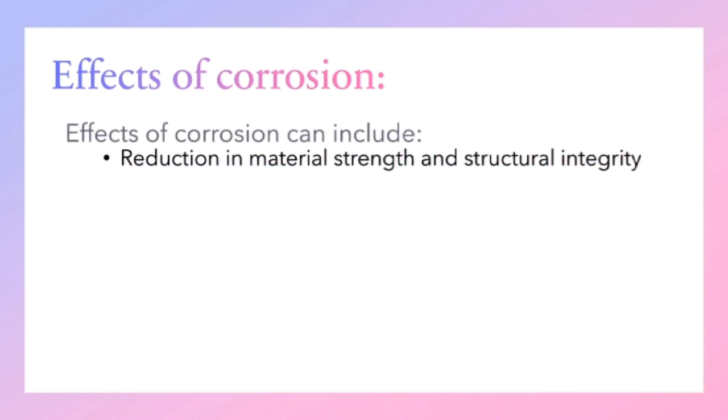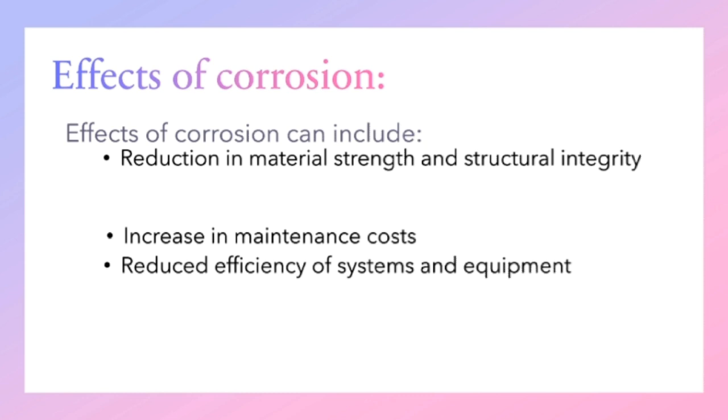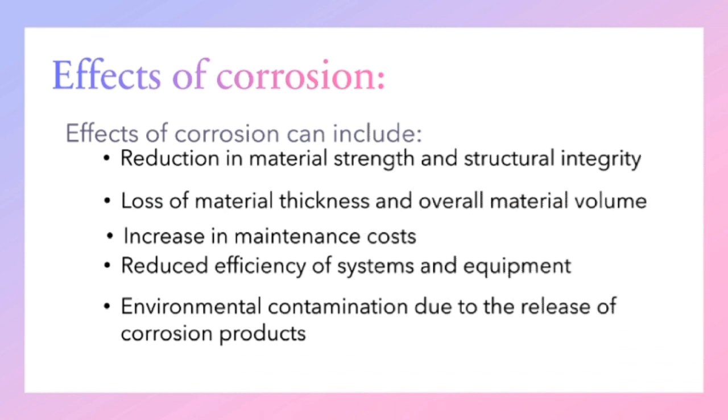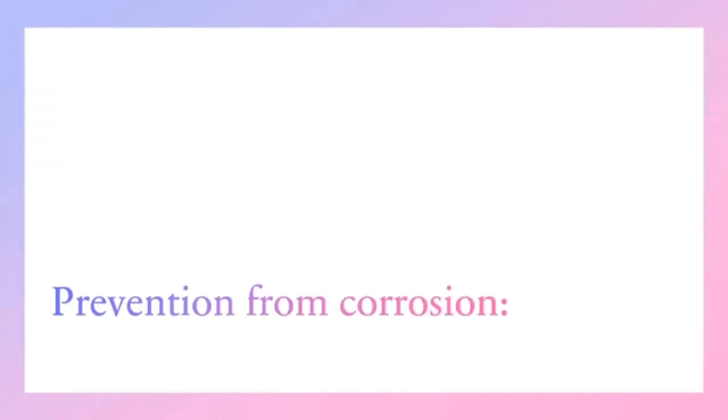Effects of corrosion can include reduction in material strength and structural integrity. Corrosion causes a decrease in material strength. It increases maintenance costs, reduces efficiency of systems and equipment, causes environmental contamination due to the release of corrosion products, and the last one is the loss of material thickness and overall material volume. These are the effects of corrosion.